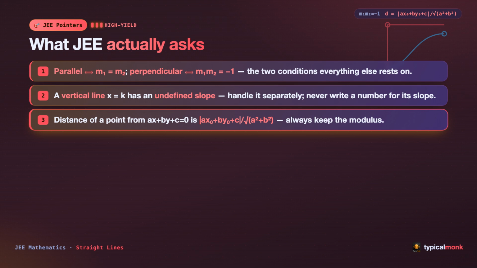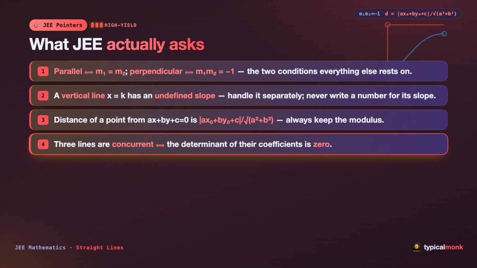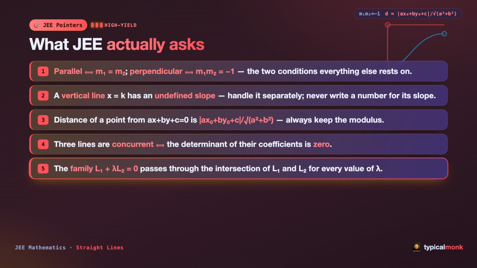3. The distance of a point from ax + by + c = 0 is the modulus of (ax0 + by0 + c) over the square root of a² + b². Always keep the modulus. 4. 3 lines are concurrent exactly when the determinant of their coefficients is 0. One clean test for 3 lines meeting at a point. And 5. The family L1 + λL2 = 0 passes through the intersection of L1 and L2 for every value of λ. It is the fastest way to write a line through a known meeting point.